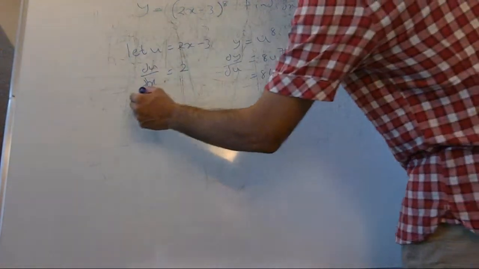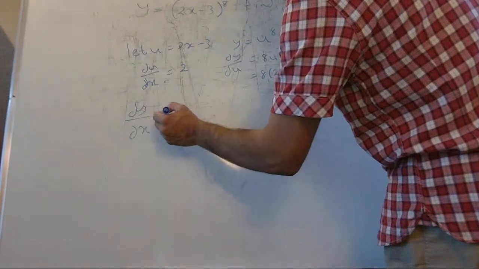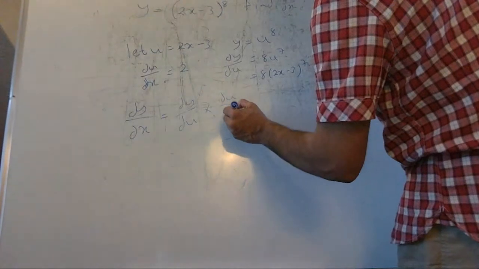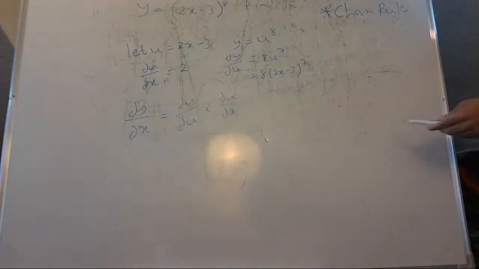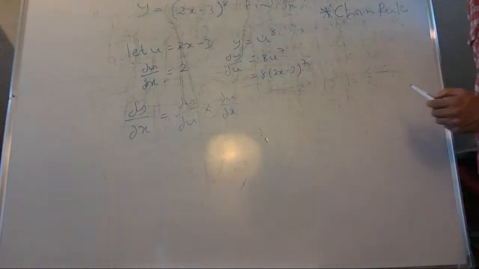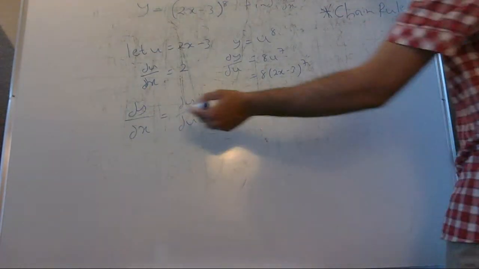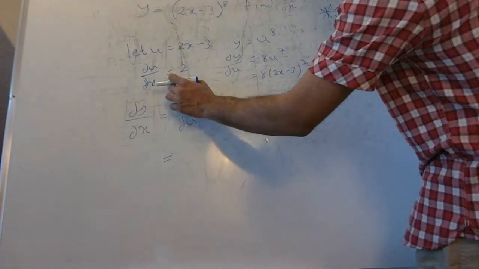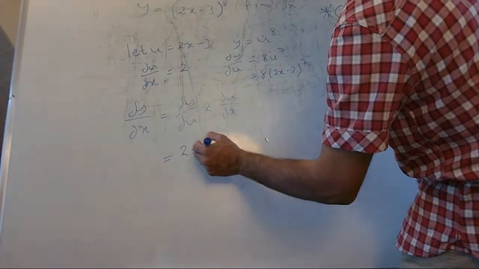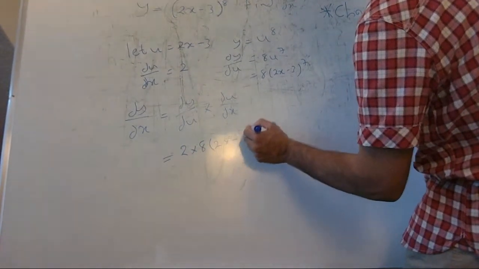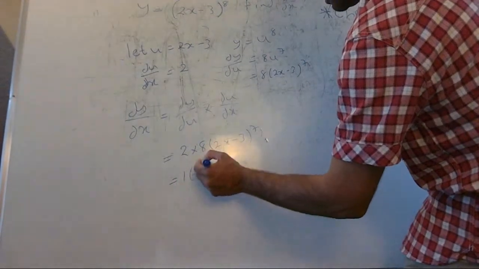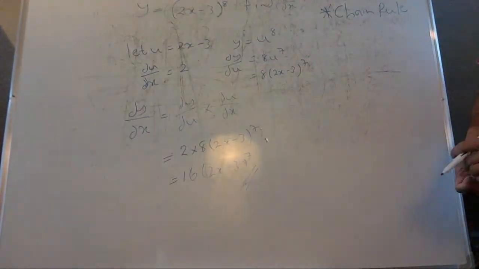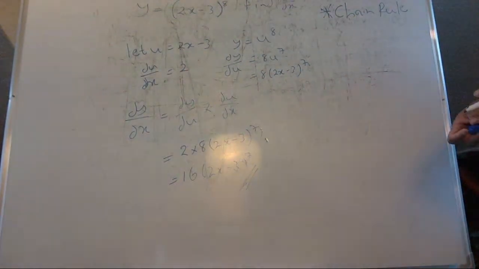So now dy dx is equal to dy du times du dx. If you look at it, the du's here and there actually cancel, so you end up with dy dx, which is what you want. So this is the same as dy du times du dx, which is going to be 2 times 8 bracket 2x minus 3 to the 7, which is the same as 16 times 2x minus 3 to the 7, and that is the derivative of 2x minus 3 to the power 8.